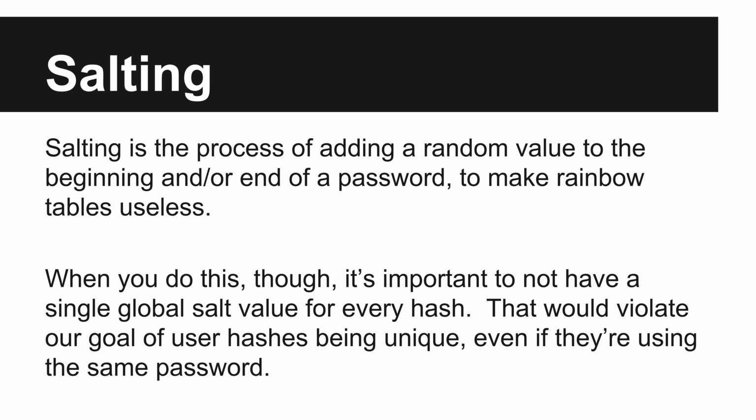We should also talk about salting. This is the process of adding a random value to the beginning and/or end of a password to make rainbow tables useless. When you do this, though, it's important to use a different salt for every single hash. This will achieve our goal of user hashes being unique, even if they're using the same exact password. And just a note, many people treat salts as secret values, but this is silly. The goal of a salt is to prevent hashes from repeating and to break rainbow tables. Making them one more secret value does nothing to help with these goals.